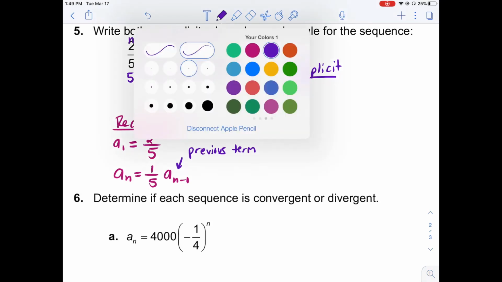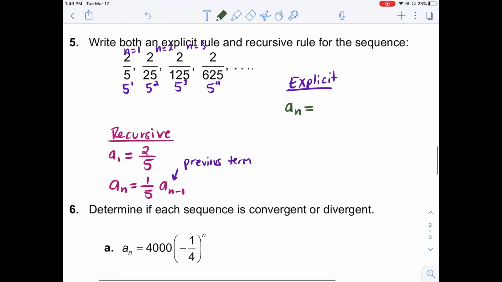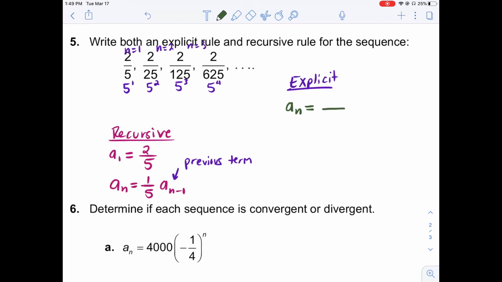For the explicit rule, the nth term could be found. Well, if I wanted the 7th term, there's a pattern here where every single time, what shows up on the top? It's a 2. That did not change. But what did change was the bottom. And we were taking the 5, and when n was 2, I was plugging in 2 for the exponent. So if I wanted the 7th term, I would plug in 7 for the exponent. So that would make this come out to be an exponent of n.